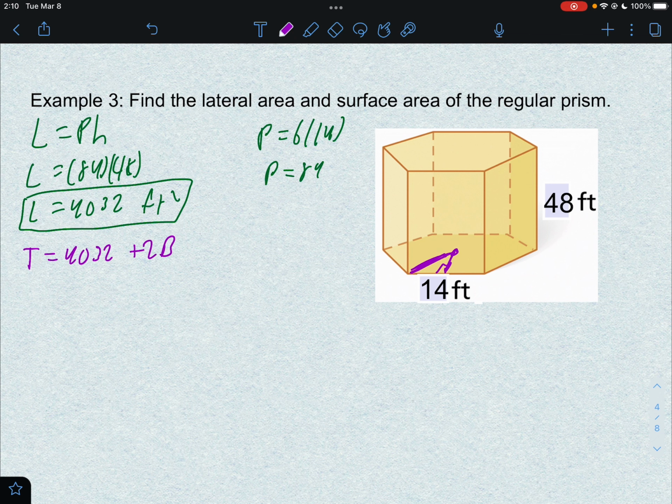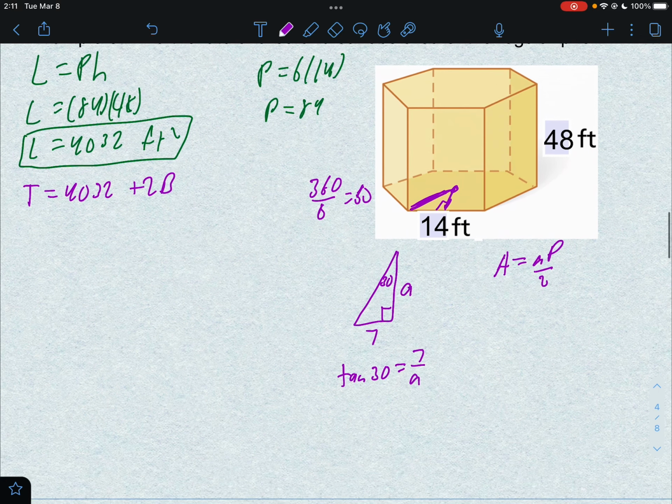Okay? So in that hexagon, we're going to be doing area equals AP over 2, right? We already know the perimeter is 84. We don't know our apothem. So that's where our knowledge from last chapter comes into play. 360 over 6 will give us 60. And cut that in half. This angle would be 30. You can now use a 30, 60, 90, or you can use right triangle trig to solve this.